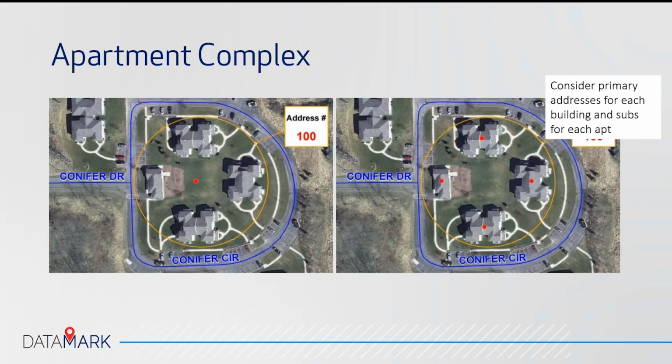And that is, for me, what I would consider the best approach for NG911, because you're providing a level of precision for each building, and then assigning it a sub-address within for each apartment.